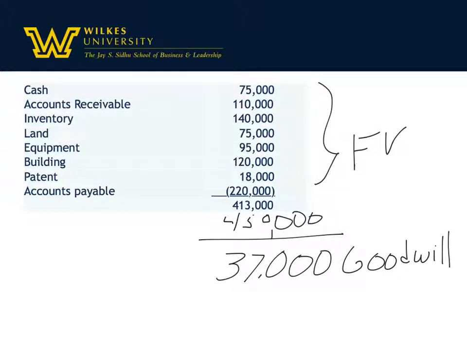Now remember, you can't just take the original net assets to the selling company of $373,000 and say that the difference between that and our purchase price is goodwill, because that's not really what we're purchasing. We're purchasing inventory worth $140,000, no matter what it was on the company's books. So we've got to reevaluate this at fair value, then subtract our purchase price to get our amount of goodwill.